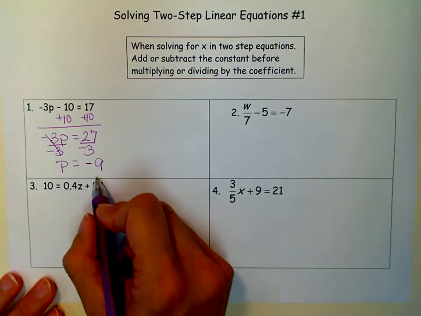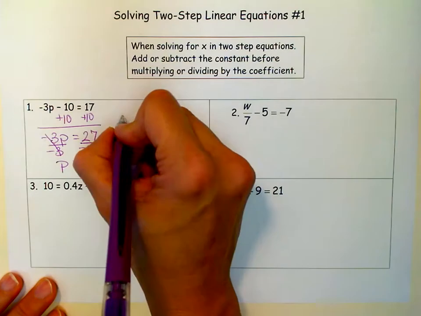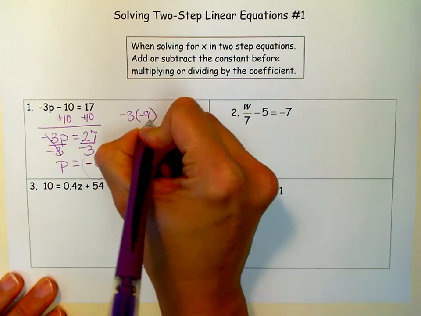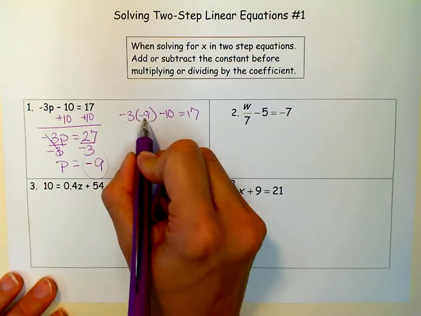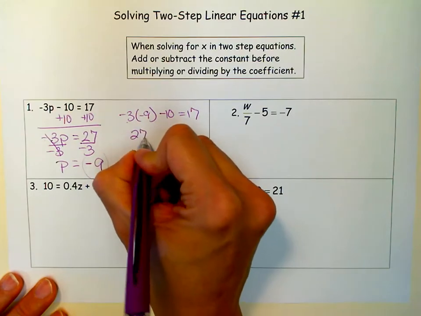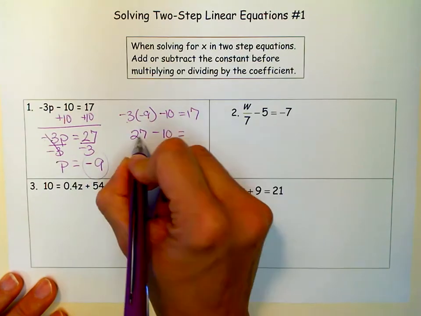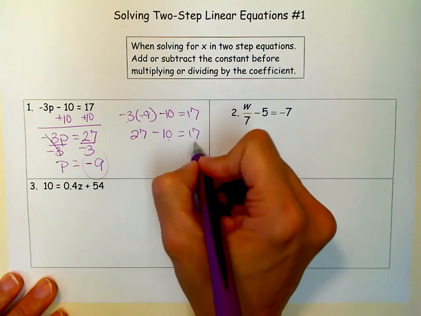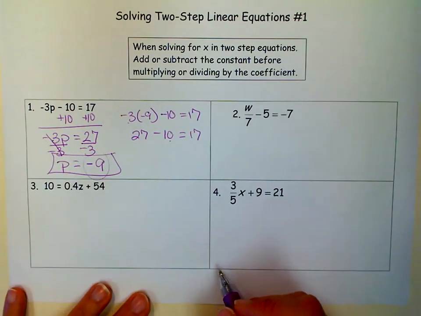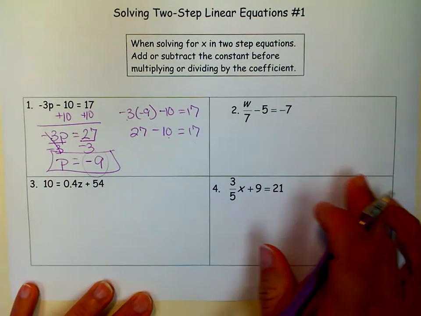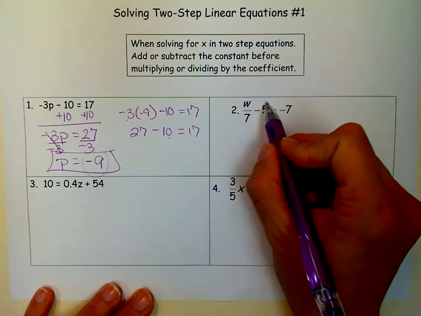If I want to check that, I plug this back into the original. So I would say negative 3 times negative 9 minus 10 equals 17. Negative 3 times negative 9 is a positive 27. 27 minus 10 is 17. So I got the same thing, so I know I am right. Very important to check.